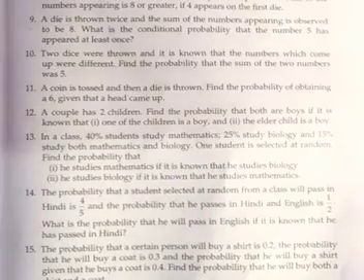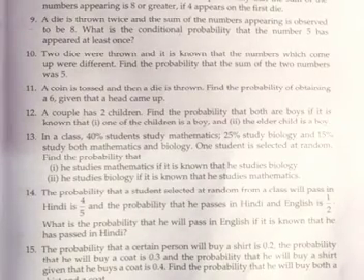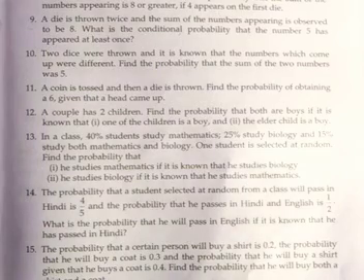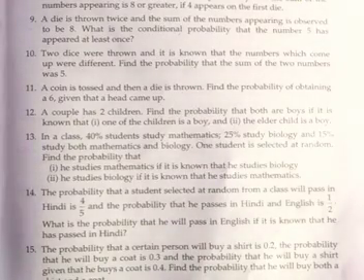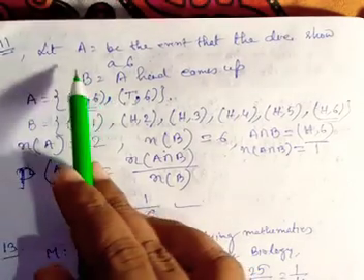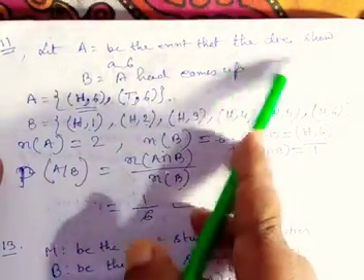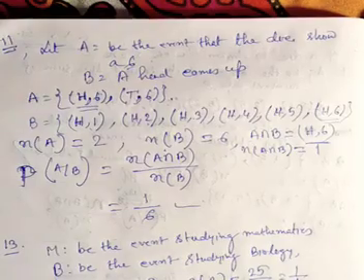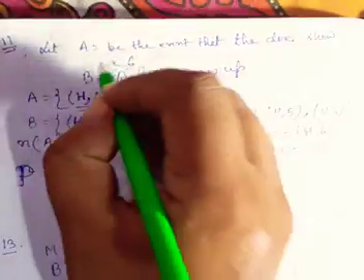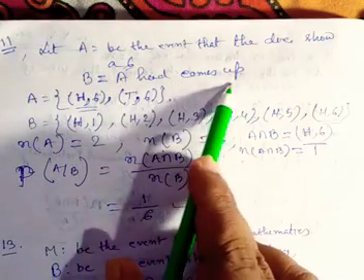Here is question number 11. A coin is tossed and then a die is thrown. Find the probability of obtaining a 6 given that a head comes up. So for that we have to take two events. Let A be the event that the die shows a 6, and B the event that a head comes up.